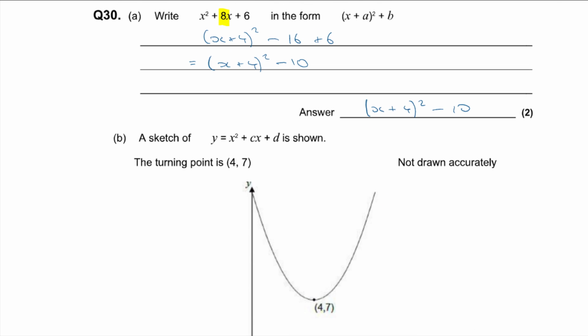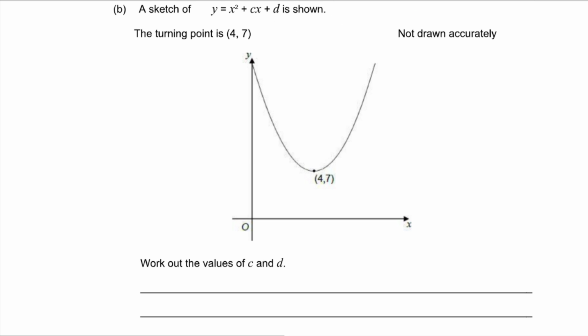A sketch of the y equals x squared plus cx plus d is shown. The turning point is 4, 7. Work out the values of c and d. Okay, so this one's working backwards then, isn't it? So if that coordinate there is 4 and 7, remember the completed square form is going to be of the form x minus that number there. So it's going to be x minus 4 inside the bracket, all squared. And then this number here is the bit that you add on the end, on the outside of the bracket, plus 7 like that. Okay? So that is the equation of my line, y equals x minus 4 all squared plus 7.